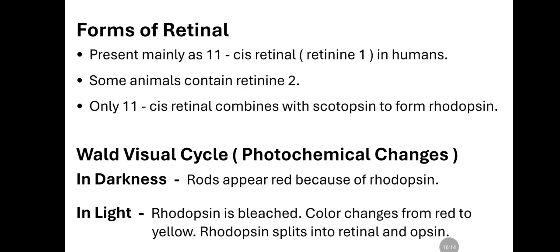Wald's cycle, photochemical change. In darkness, rod appears red because of rhodopsin. In light, rhodopsin is bleached. Color changes from red to yellow. Rhodopsin splits into retinal and opsin.